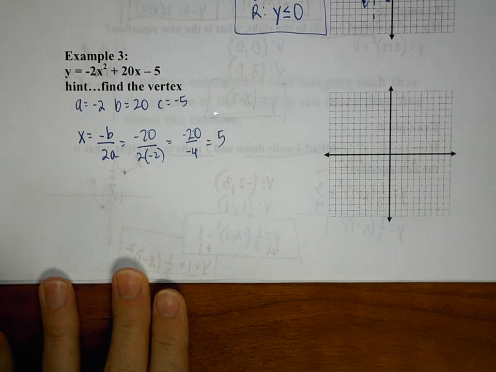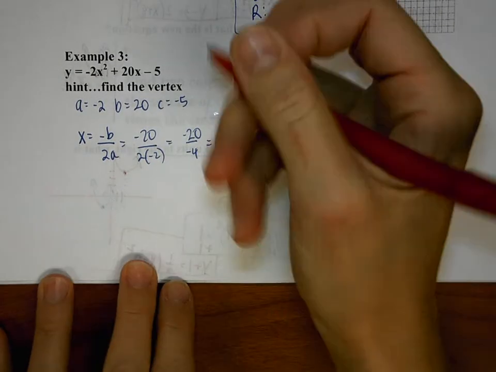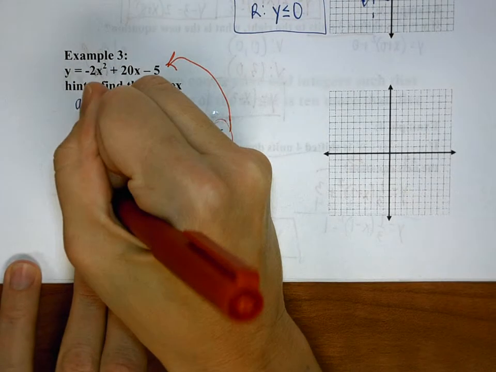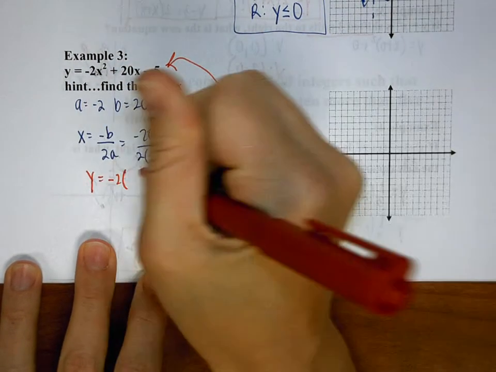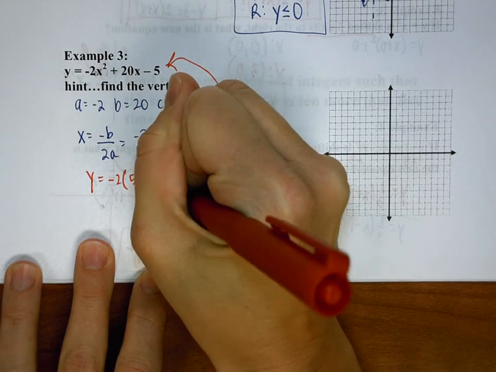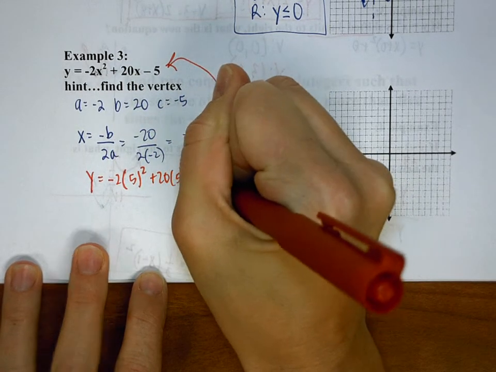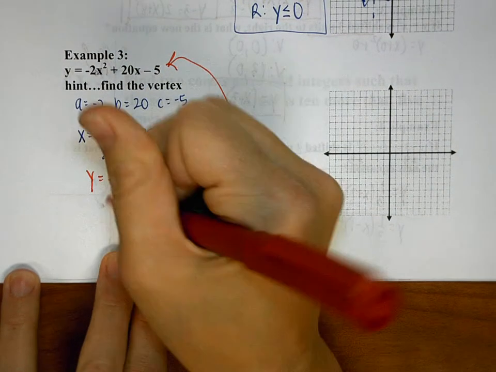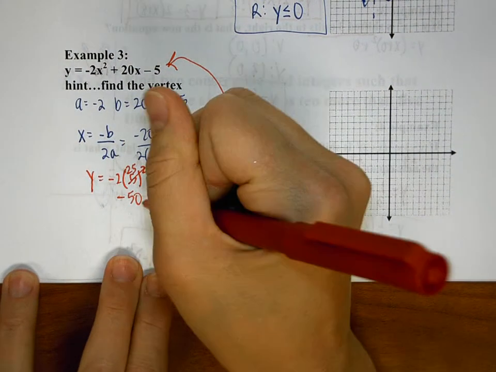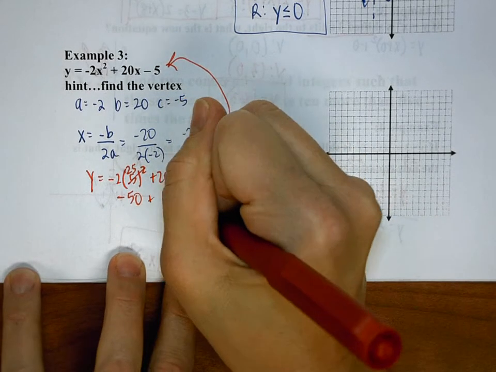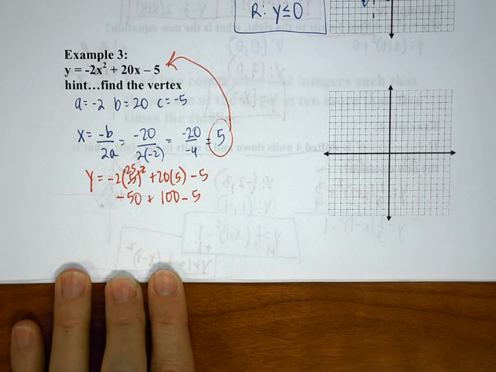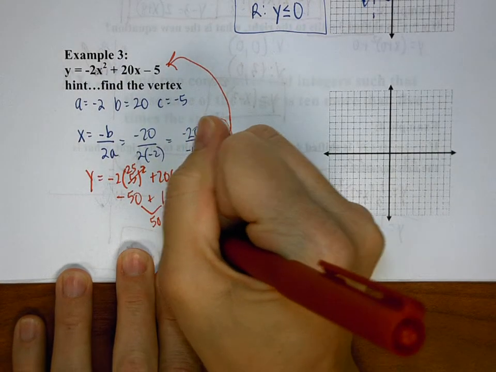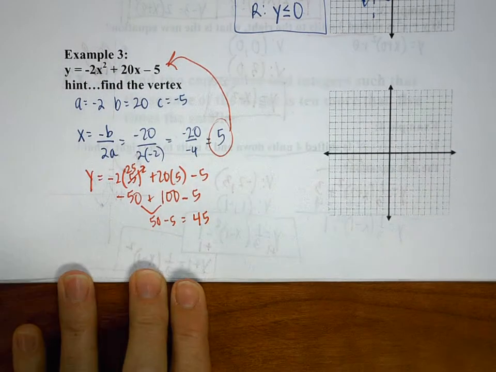In order to find the y value of the vertex, we plug this value back into our original equation and solve for y. So I have y equals -2 times 5 squared plus 20 times 5 minus 5. So here 5 squared is 25. -2 times 25 is -50. Plus 20 times 5 is 100, and then minus 5. -50 plus 100 is +50, and 50 minus 5 is 45. So that's my y value of the vertex.